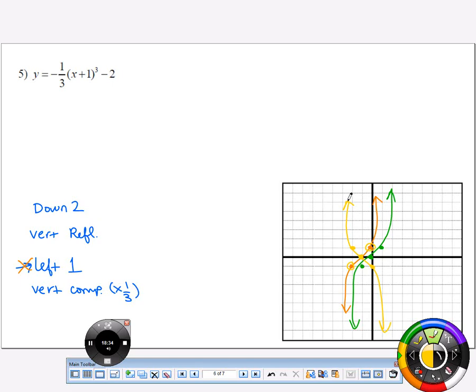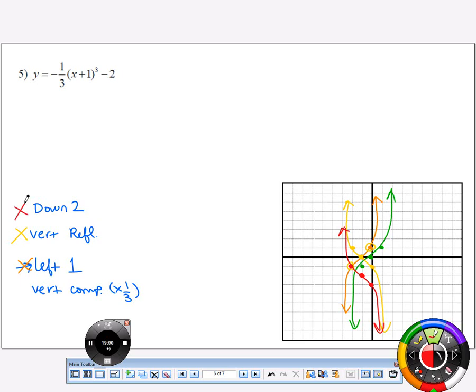Okay? All right, so we've done the reflection. I'm going to go ahead and move it down two. Okay? So here's my vertex. I'm going to move it down two to the points that are surrounding it. Okay, so I just took the yellow graph and shifted it down two.